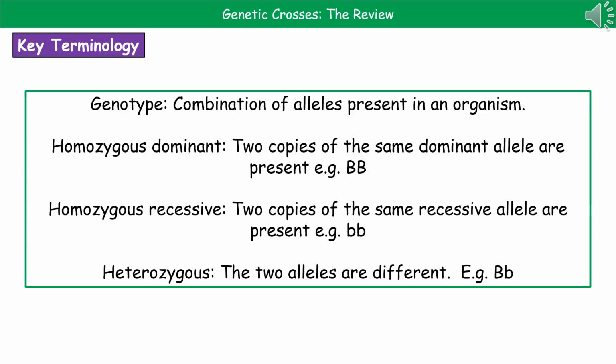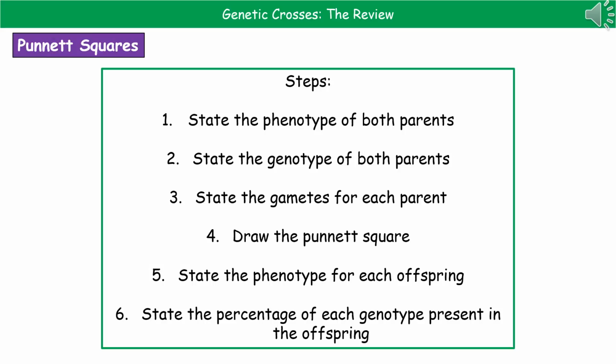Four more terms that we need to know then. Genotype is the combination of alleles that are present in the organism. Homozygous dominant are where we've got two copies of the same dominant allele present. Homozygous recessive are two copies of the same recessive allele present. And heterozygous, the two alleles are different, so one dominant, one recessive. So homo, same, hetero, different.